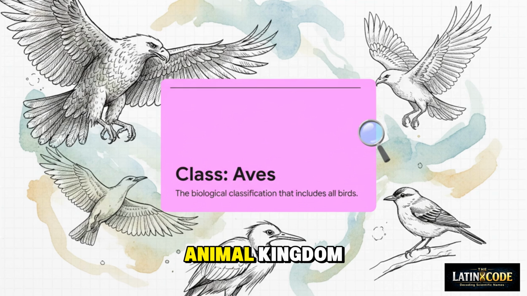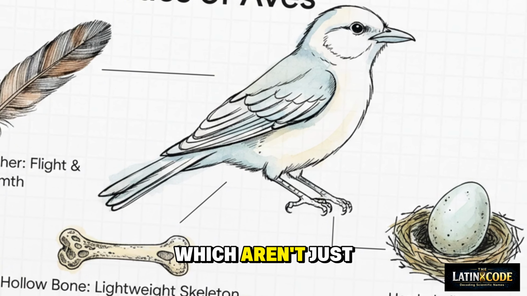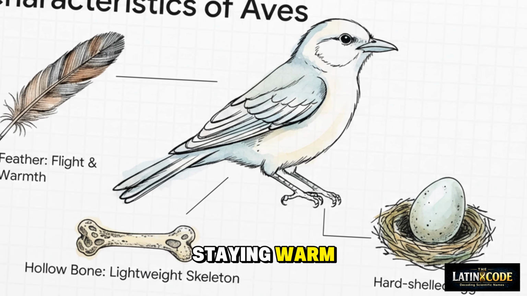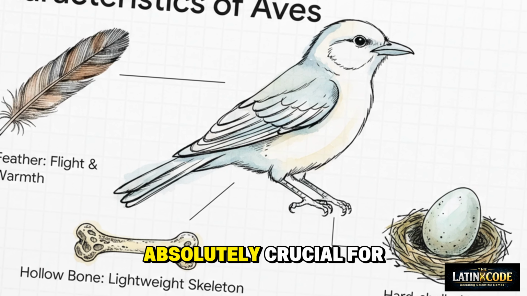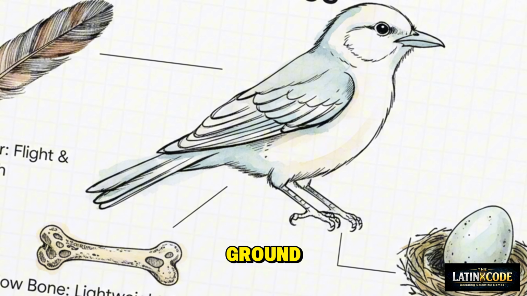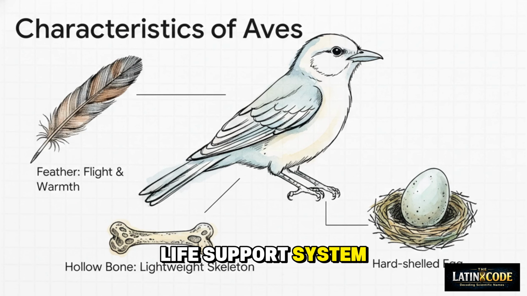Within that huge animal kingdom, eagles belong to the class Aves. Think of this as the exclusive club for all birds. So what actually makes a bird a bird? Well, here's the essential toolkit. You've got feathers, which aren't just for flying, they're also for staying warm. You need a beak with no teeth and a super lightweight skeleton, absolutely crucial for getting off the ground. And of course, the hard-shelled egg, which is like a perfect little life support system.